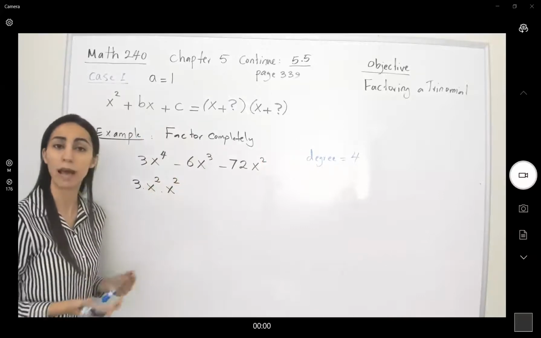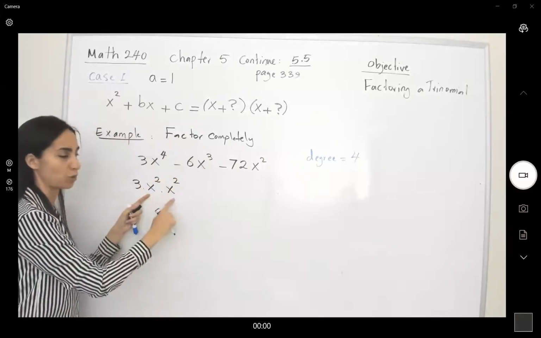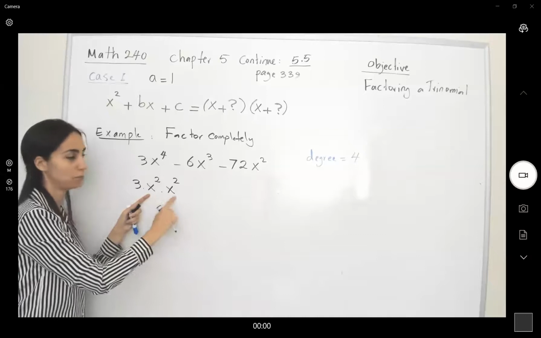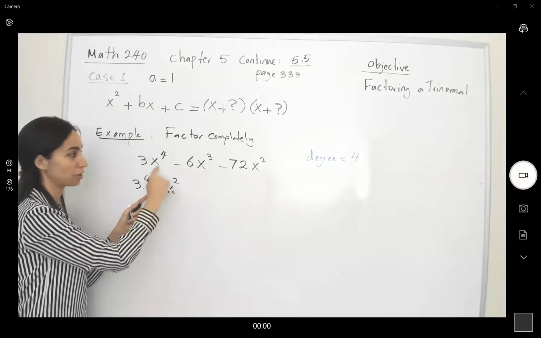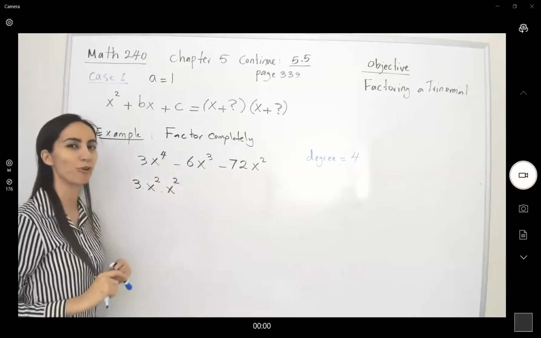Am I allowed to do that? Of course, why not? This is x squared times x squared. The bases are the same, x and x. Keep one base and add the exponents. 2 plus 2 is 4.